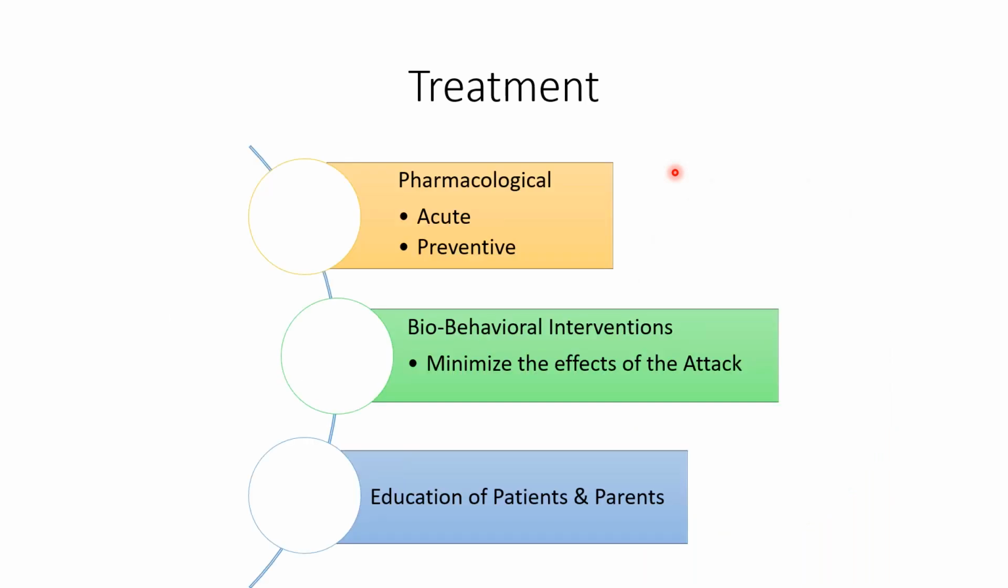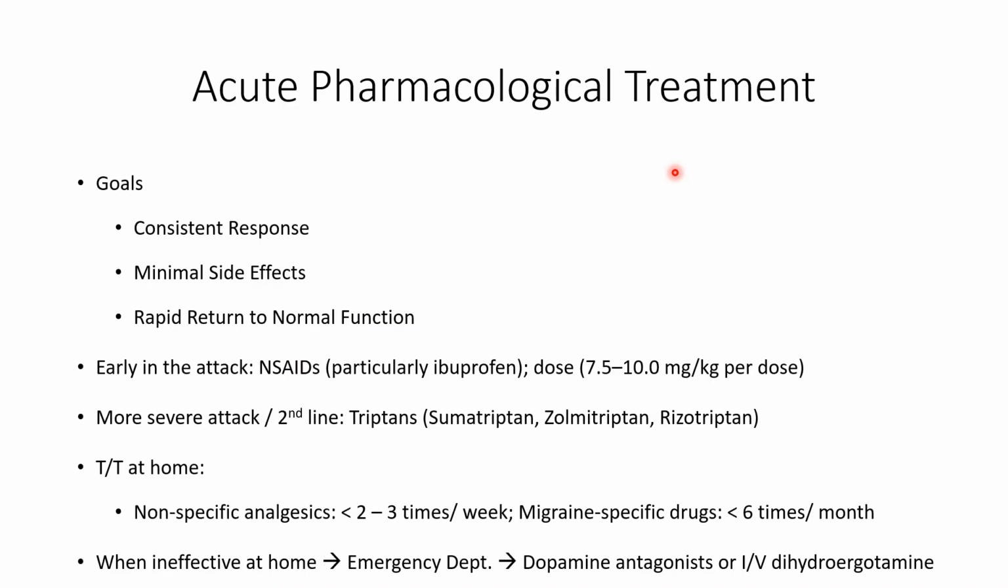As far as the treatment of migraine is concerned, there is pharmacological treatment, which may be either acute or preventive, the biobehavioral interventions which minimize the effects of the attack, and the education of patients and parents. This 3-pronged strategy is important for the management of migraine. The goals for the acute pharmacological treatment are to have a consistent response, to have minimal side effects, and to have the child be able to rapidly return to normal functioning.